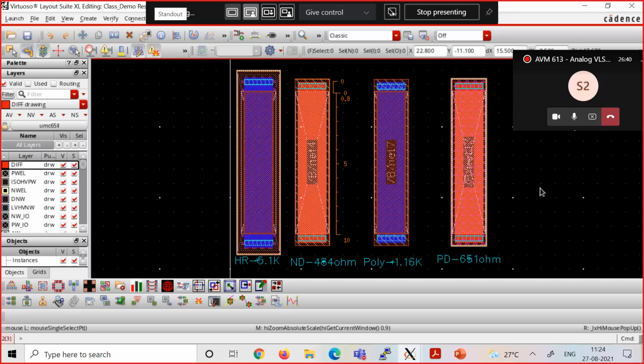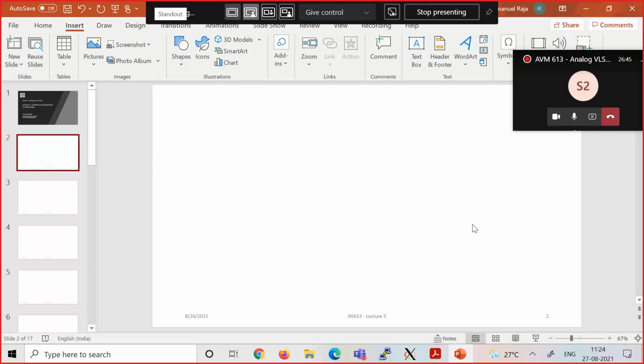Okay, all right. So let us talk about sheet resistance. I'm not sure how many of you are familiar with the concept of sheet resistance.